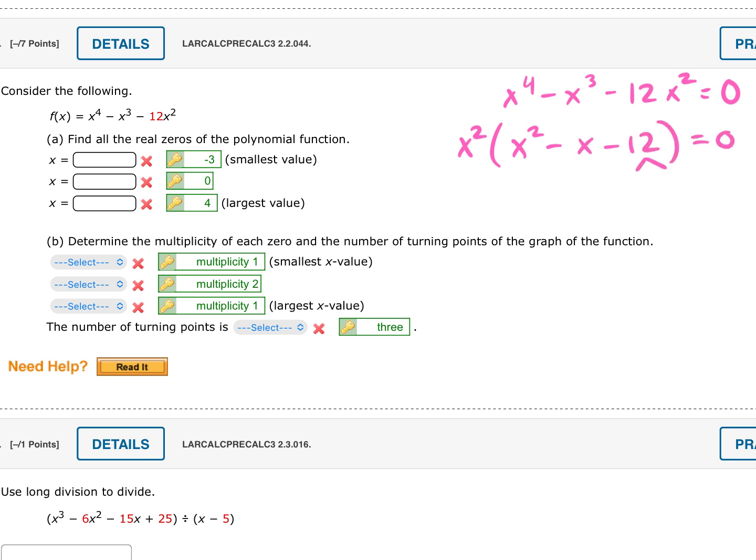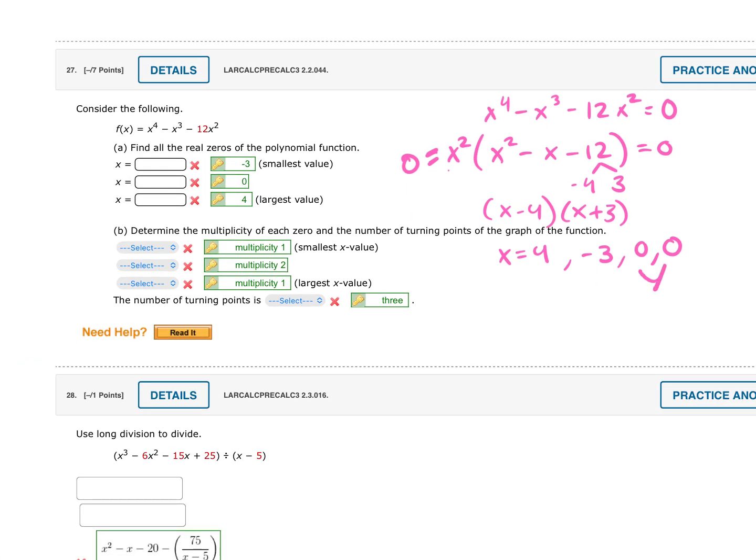Two factors of negative 12 that add to negative 1, negative 4 and 3. So x minus 4 and x plus 3. So we get x equals 4, x equals negative 3, and we'd set this equal to 0. So x equals 0 and 0. And at 0, we'd have a multiplicity of 2.